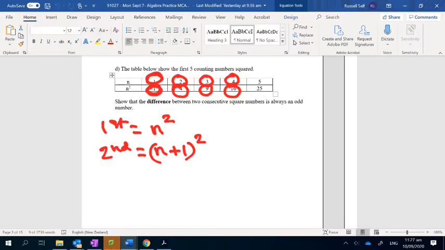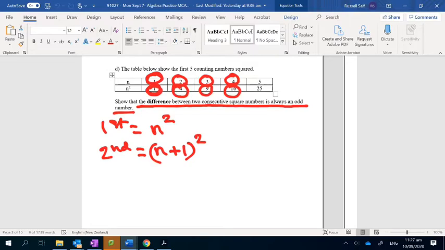Now, what does it say? Show that the difference between these two consecutive numbers is always an odd number. Many of you tried the common difference thing, where you took 4 minus 1 gives you 3, 9 minus 4 gives you 5, and you got all odd numbers. That is fine, except this is an algebra test. Is subtraction algebra? No.